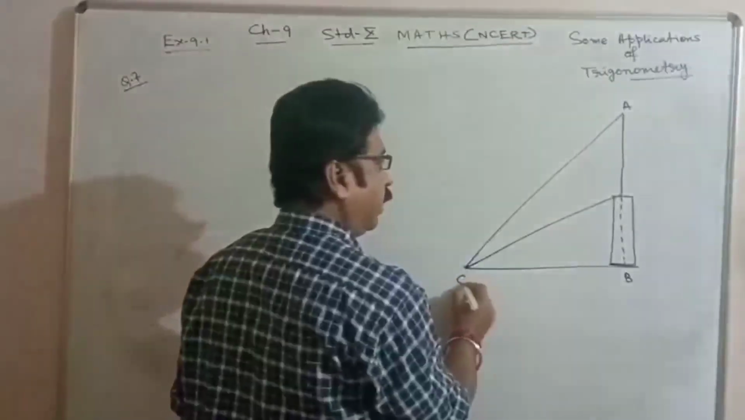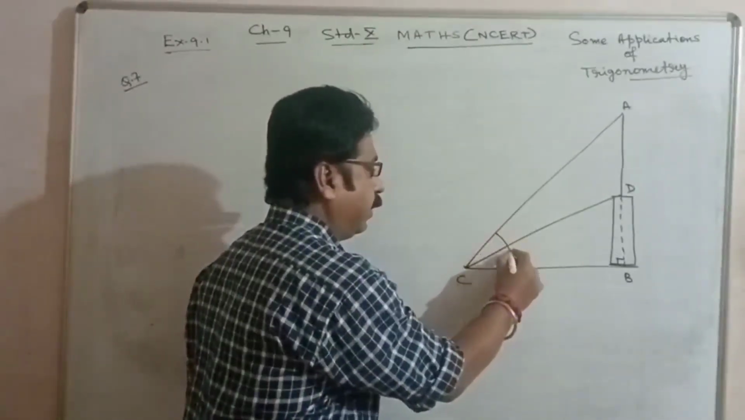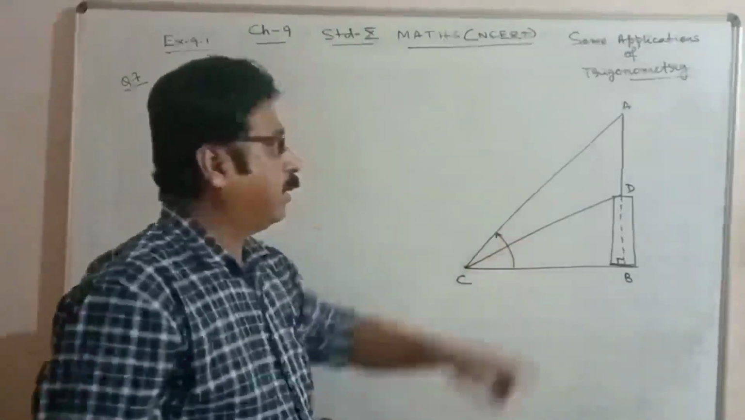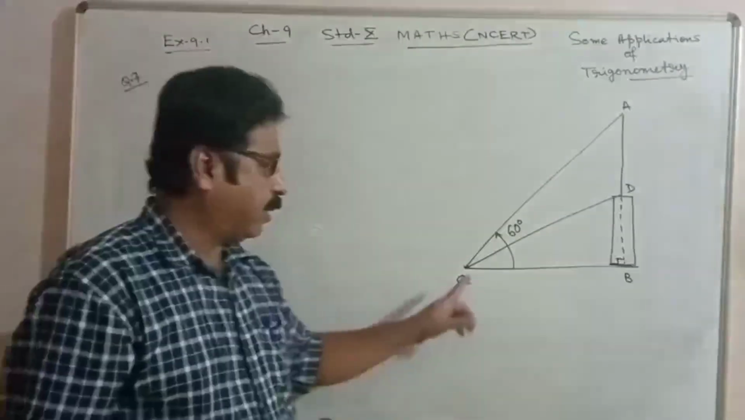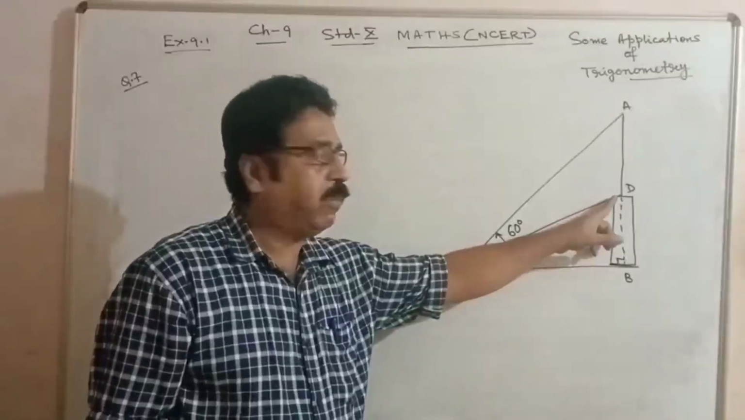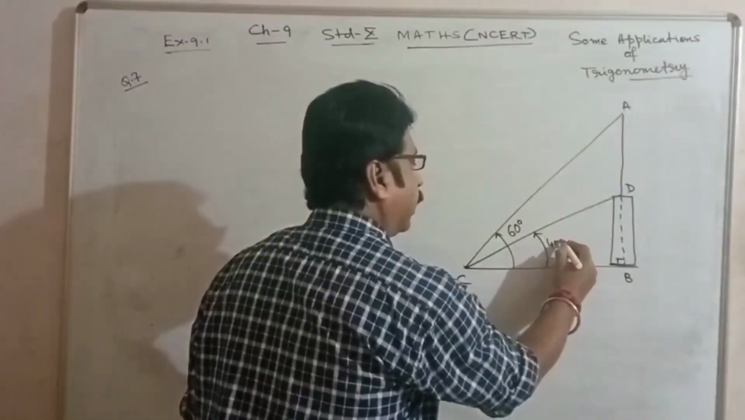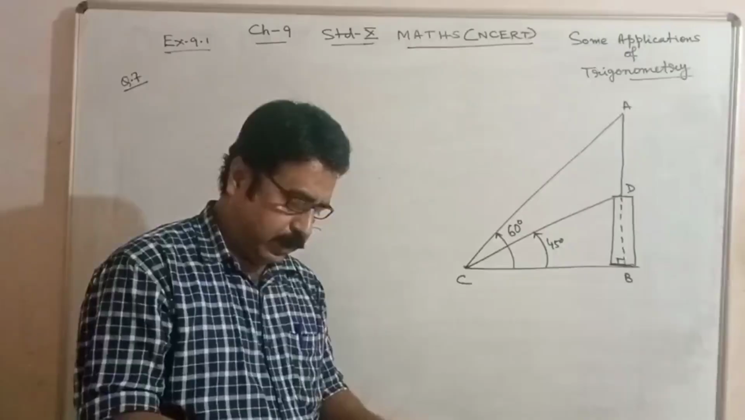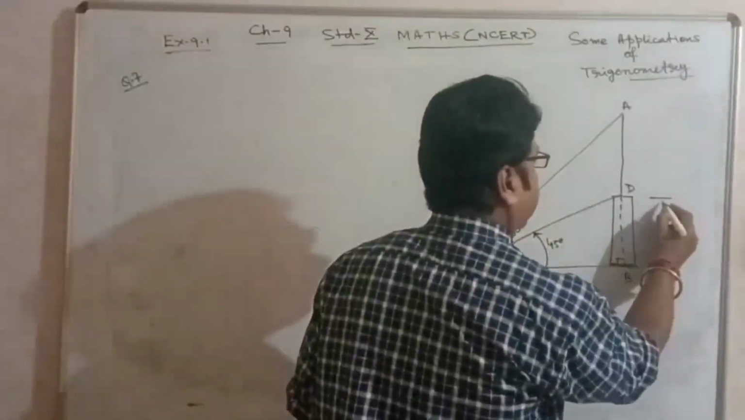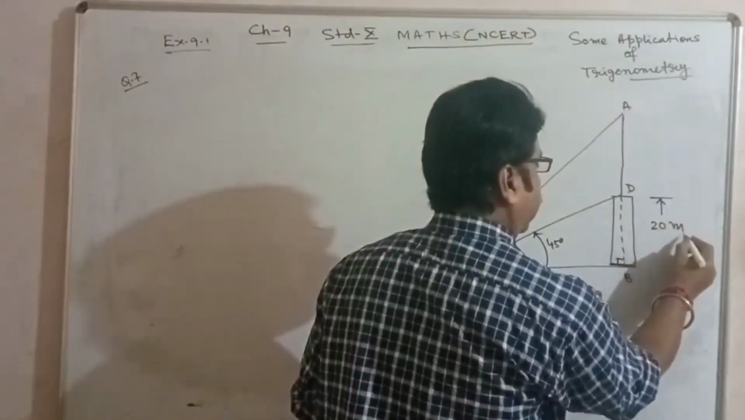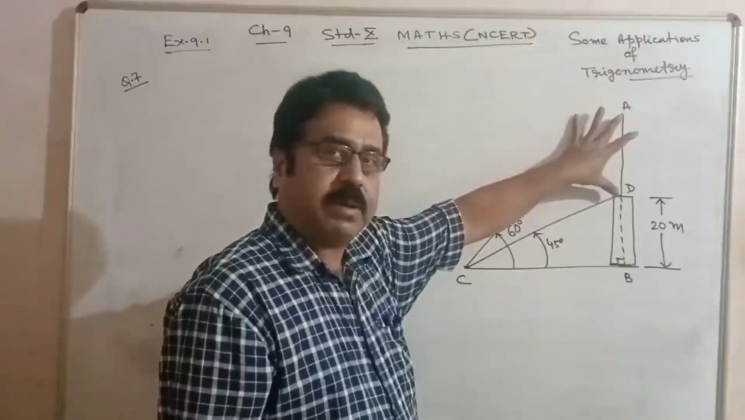A, B, C, D. From this point C, the angle of elevation of the top of the transmission tower is given, that is 60 degree. And from this point, the angle of elevation of the bottom of the transmission tower is given, 45 degree. Also, the height of the building is given, that is 20 meters. We have to find the height of the transmission tower, that means AD.